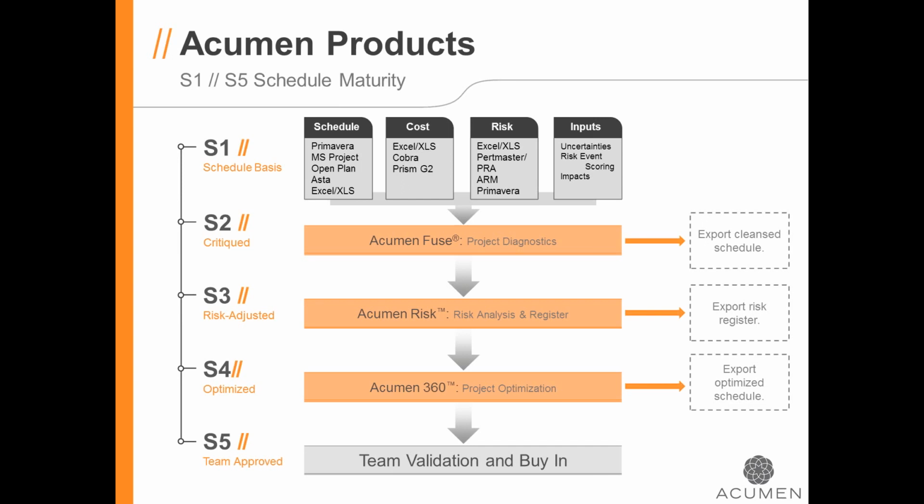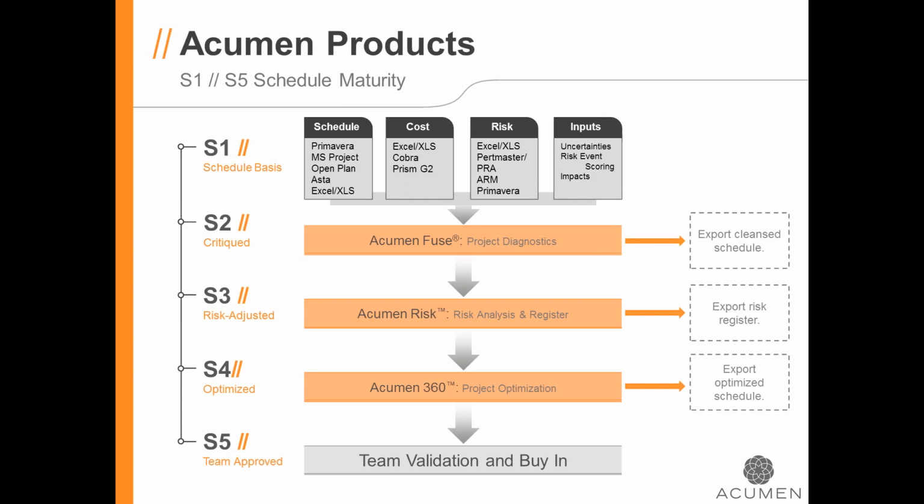Through an iterative risk assessment process, which may involve a risk workshop, you may at this point have a risk-adjusted schedule which no longer meets your contractual obligations. Now, that's not a desirable situation for any project, and the fact is, in S4, the optimization phase, you may need to do something about that. That's where Acumen 360 comes into play, and that's what we will be discussing today.